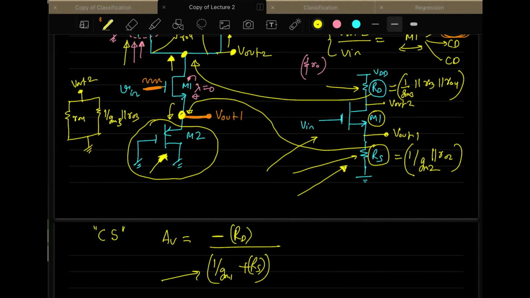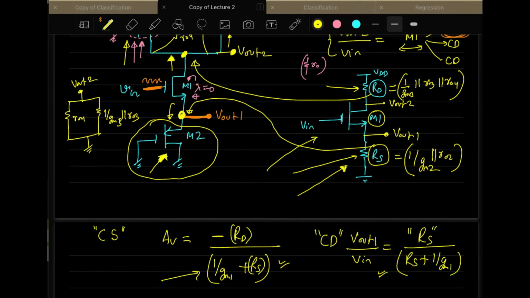And for the topology where this is working as a common drain, when you are taking Vout1 divided by Vin, at that time the voltage gain comes out to be RS over RS plus 1 over GM1. I think you know these two terms, like we have calculated already so many times, the voltage gain for common source and common drain. So now you know the RS value. The value of RS is 1 over GM2 parallel RO2. So you can substitute it here and solve.